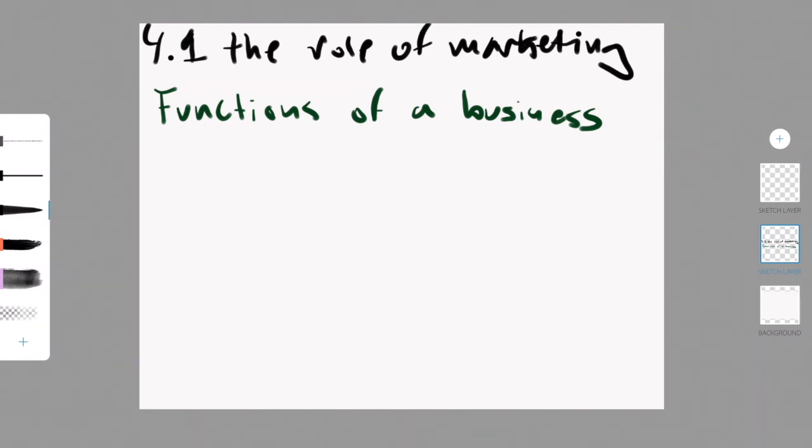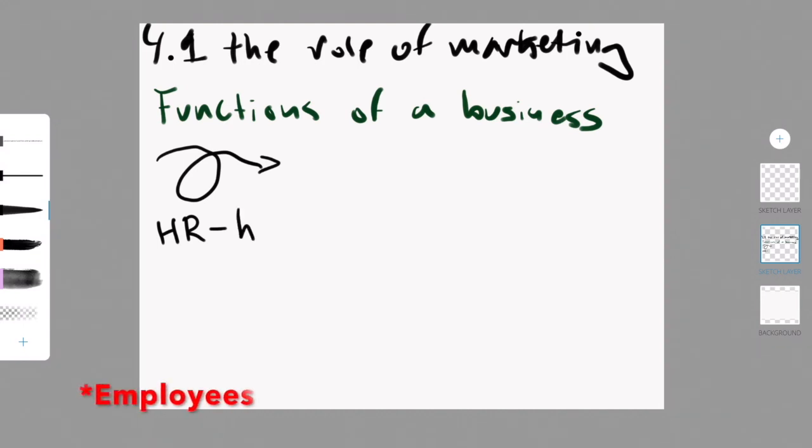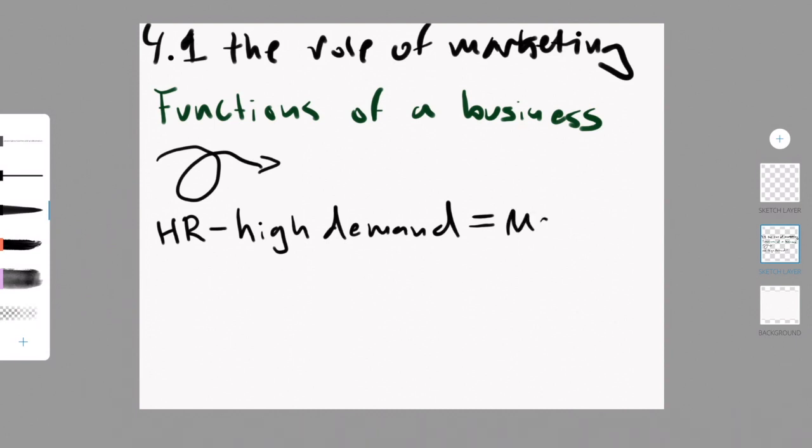Now, all of these functions of a business interact with each other. So I'm going to explain how marketing specifically interacts with all the other functions of a business. So HR and marketing. This works in the sense of, for marketing, when you find what customers want, the customer demands, this could lead to a demand of more people as well, because you might need employees that are specialized in certain things. You might need more employees to make more products.